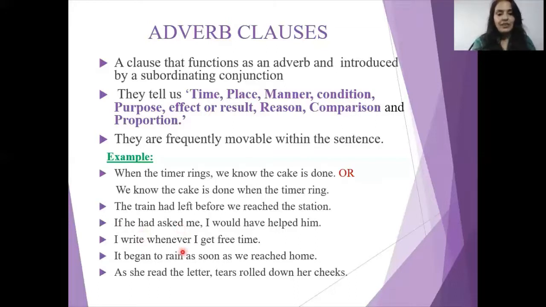I write whenever I get free time. I is the subject, write is the verb. It means this is the principal clause. Whenever I get free time is the dependent clause. Whenever I get free time, what will happen? What will you do? Many questions come to mind, and the answer is here: I write. So, I write whenever I get free time. Whenever shows an adverb of time.